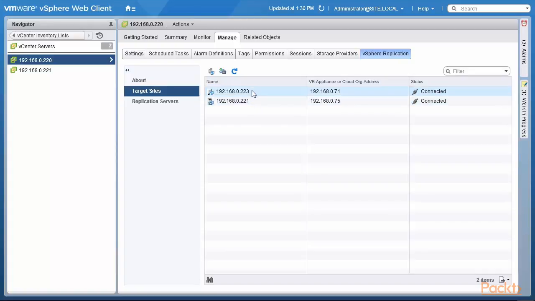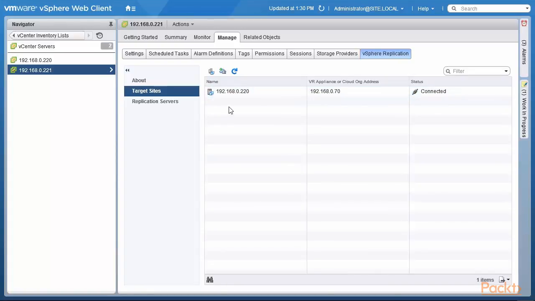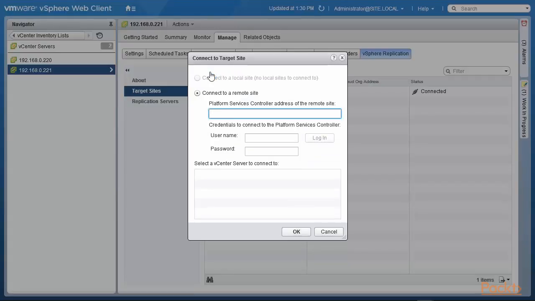223 together for replication. So I go to my branch 2 and the only target right now is headquarters. I click on connect to a remote site because there are no other local sites to connect to. The platform services controller address for branch 3 is 192.168.0.223. It is running with an embedded platform services controller. Administrator at site 3 in its own SSO domain.